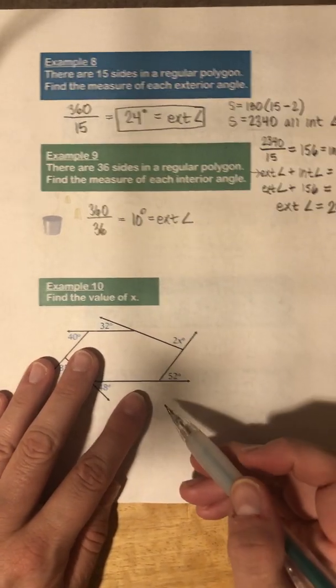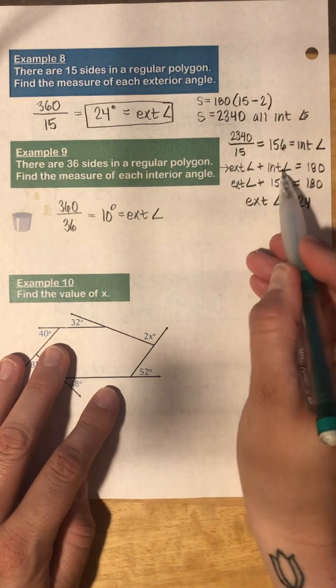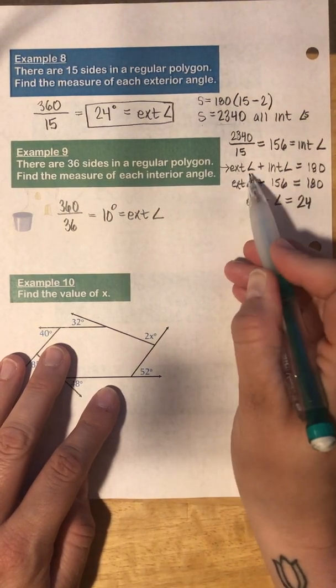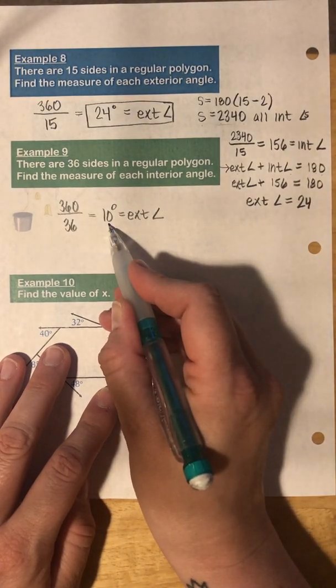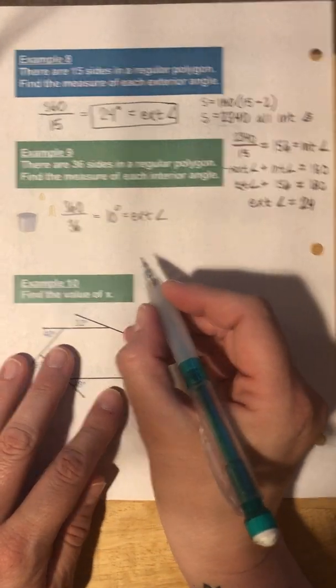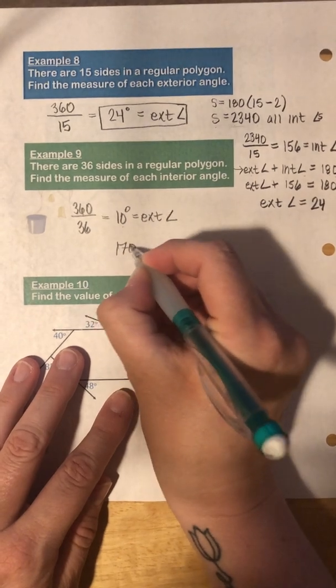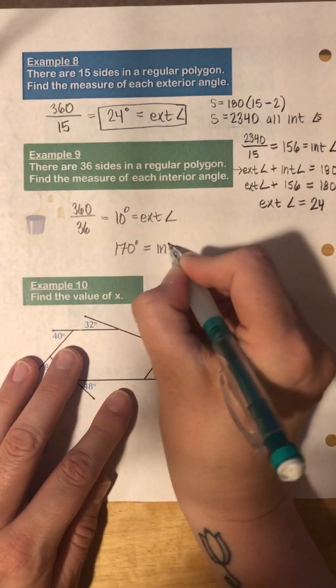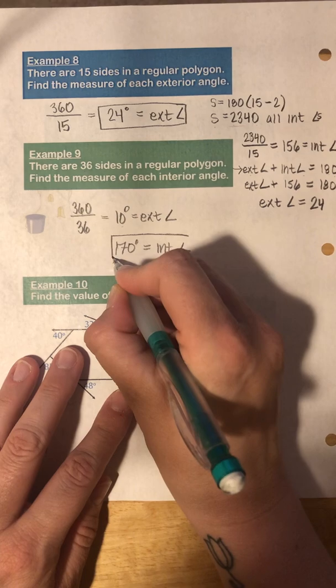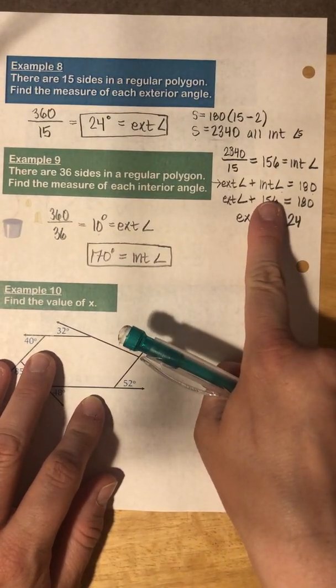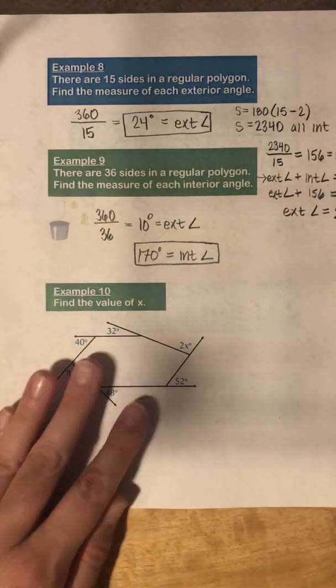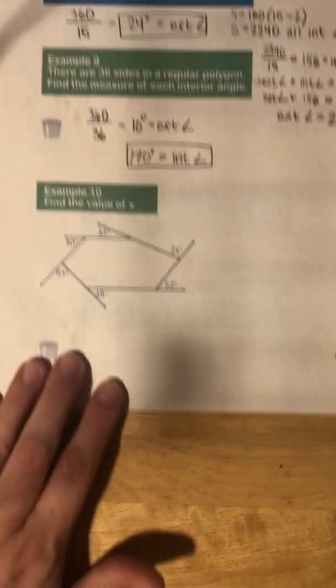The exterior angle and the interior angle make a linear pair, so they have to add up to 180 degrees. So if I've already used up 10 degrees, how many degrees are left over? 170. Again, you could do this the long way, which would be doing this over here, or you can do it the fast way. It is completely up to you.